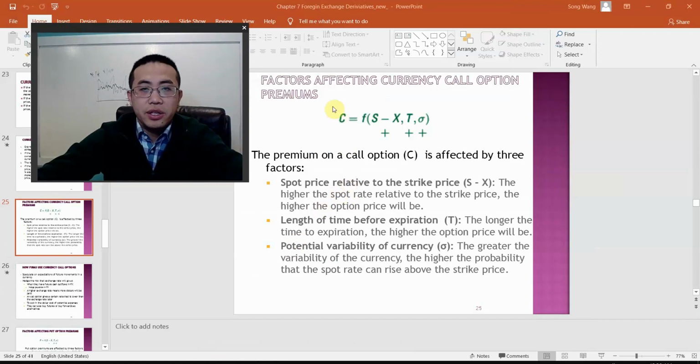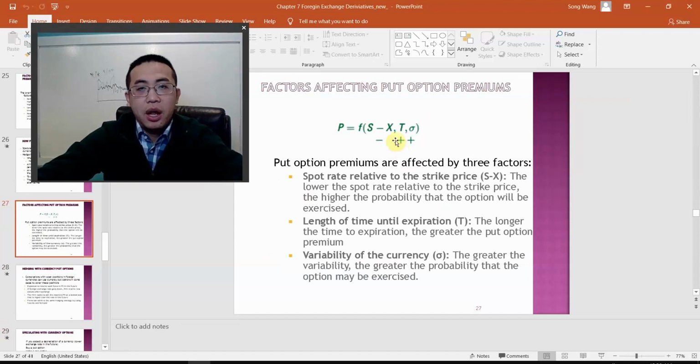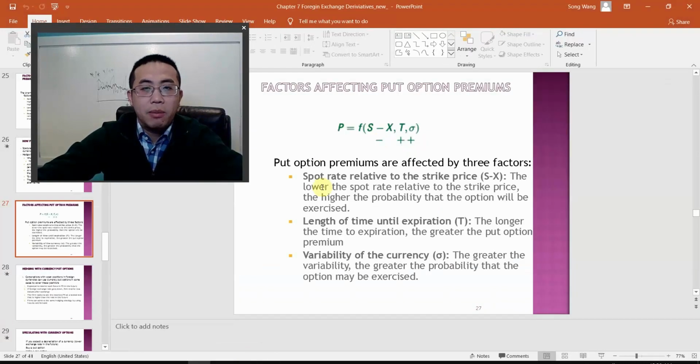So what you see here is for a call premium. It is determined by time, volatility, and spot minus strike. So if this difference between spot minus strike is getting larger, then the call premium would be higher. And for a put option, it is the opposite. So the put option right here is not exactly the same as what I wrote in Excel. In Excel, I wrote X minus S. When this goes up, then the put option premium would go up. But in the PowerPoint, it's S minus X, the opposite of that. When this goes up, the put premium would go down. It conveys the same message, okay? It conveys the same message.